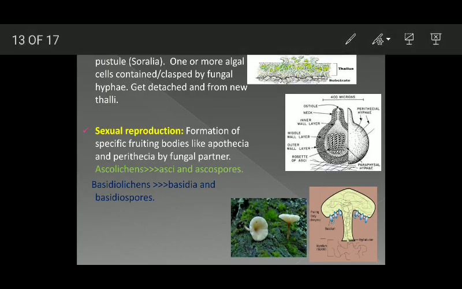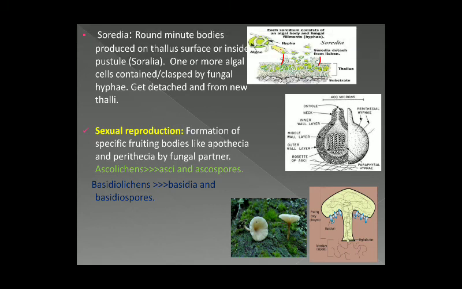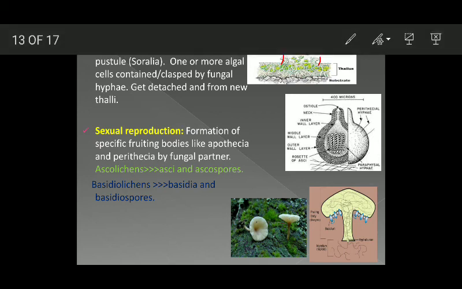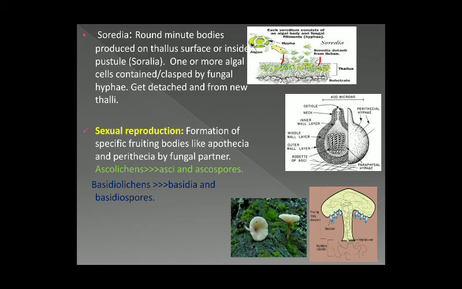Here you can see this is the pustule. Here this structure represents a pustule or sorelia. It leads to the formation of structures which are basically one or more algal cells clasped by fungal hyphae. Here you can see at the top, one or more algal cells are contained by the fungal hyphae, and these structures are known as soridia. These soridia get detached from the parent thallus and give rise to new thalli.